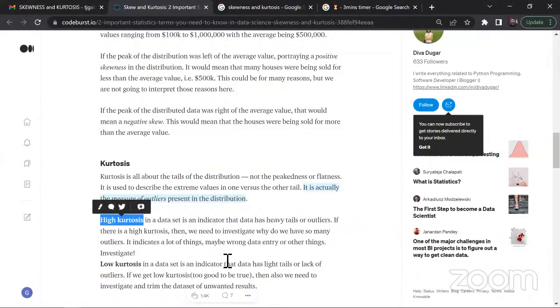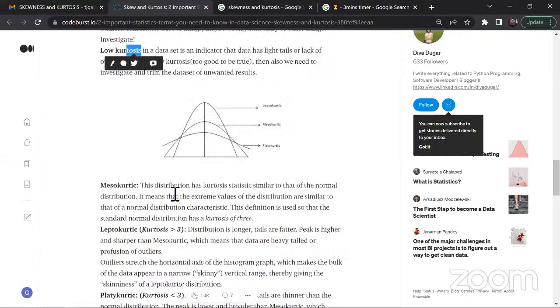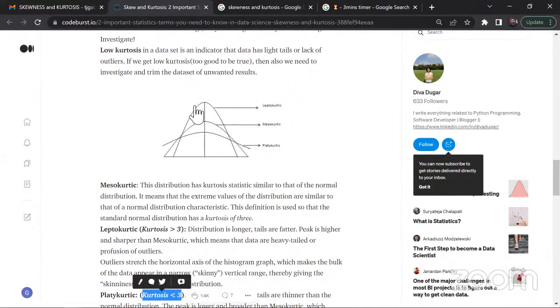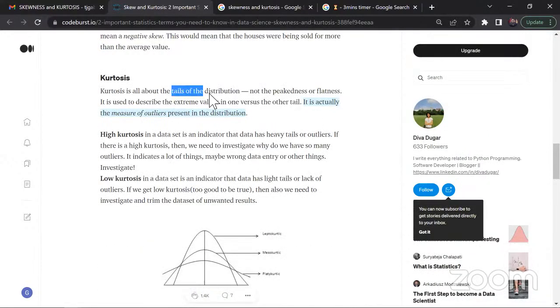What is the acceptance point? If kurtosis is greater than 3, it means I'm having more outliers. If kurtosis is less than 3, I'm having fewer outliers. Later you can get into the terms leptokurtic and platykurtic. We don't mention them often, we don't need them, maybe just know them as terminology. Mesokurtic is nothing but a normal distribution. Now, what exactly is kurtosis? If you read it here, kurtosis is all about the tails of the distribution.